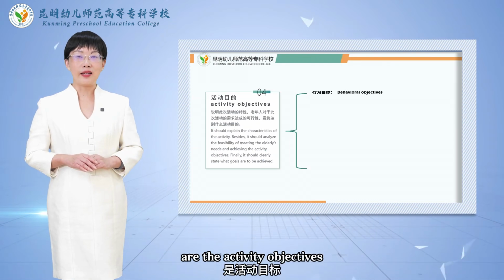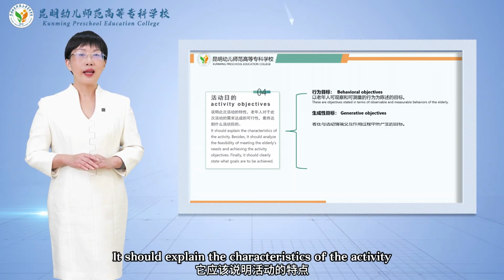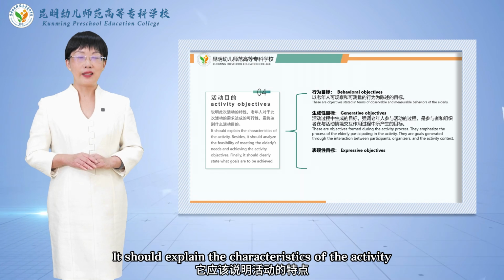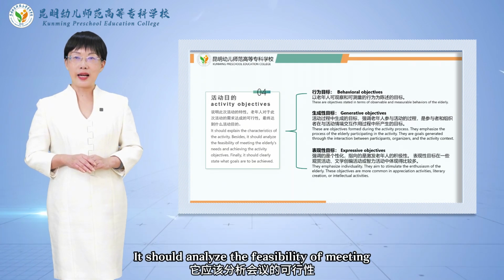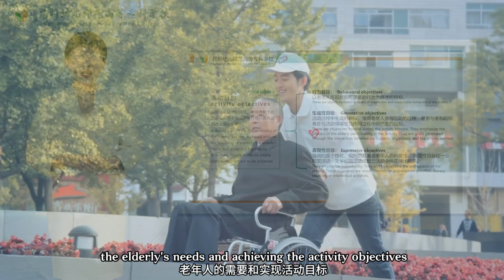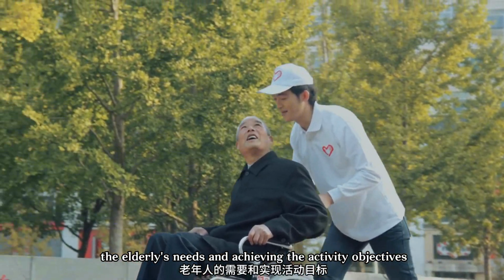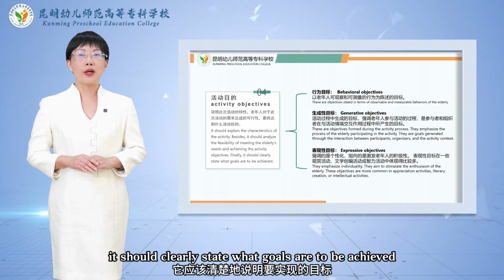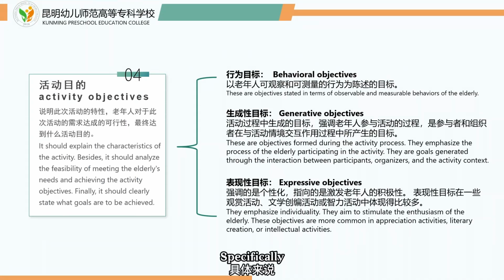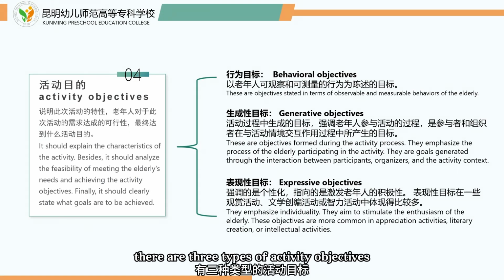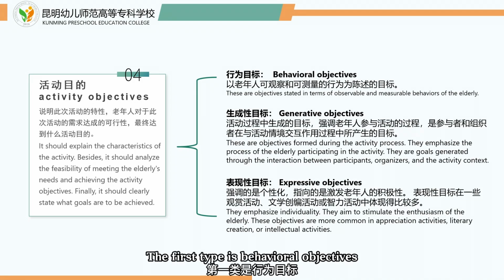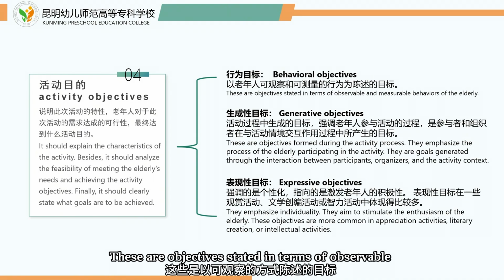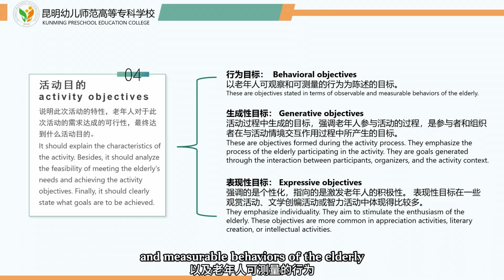Fourth are the activity objectives. It should explain the characteristics of the activity. It should analyze the feasibility of meeting the elderly's needs and achieving the activity objectives. Finally, it should clearly state what goals are to be achieved. Specifically, there are 3 types of activity objectives. The first type is behavioral objectives. These are objectives stated in terms of observable and measurable behaviors of the elderly.